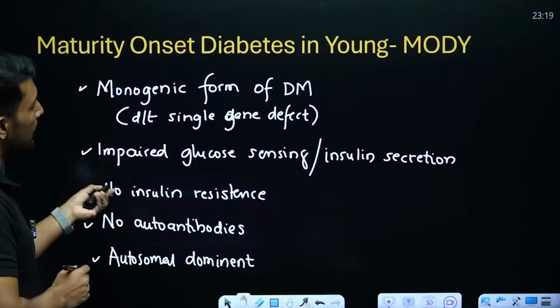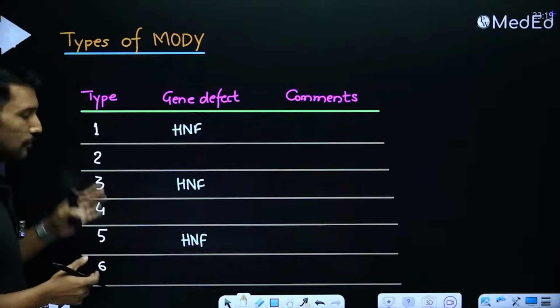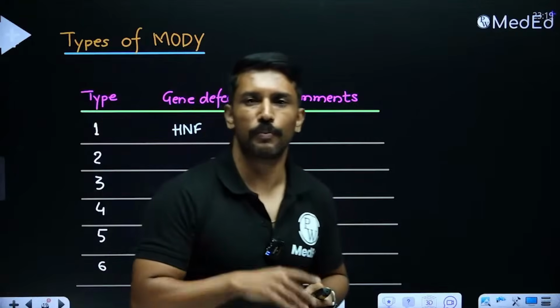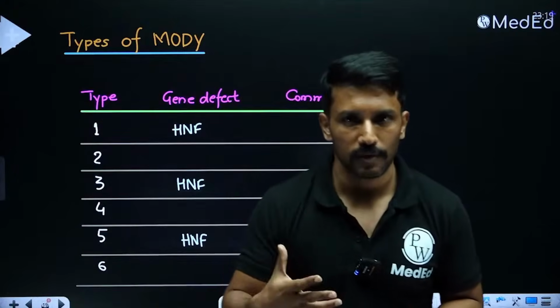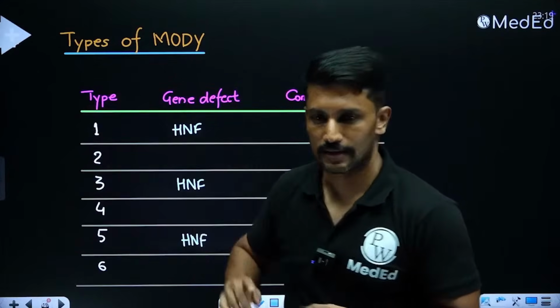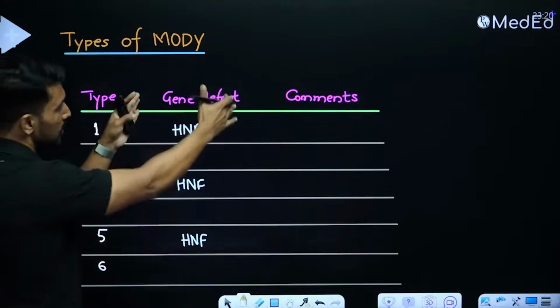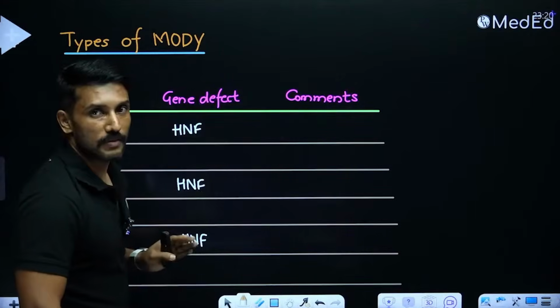Okay. Now there are different types of MODY, and related to MODY, multiple MCQs have been asked. As of now, we have recognized 14 types of maturity onset diabetes in young. Out of them, 6 are relatively more common. Majority of the MCQs are going to come from these 6. Okay. So what we will do is we'll put a table: types of MODY, the gene defect, and some extra MCQ points that we need to know.